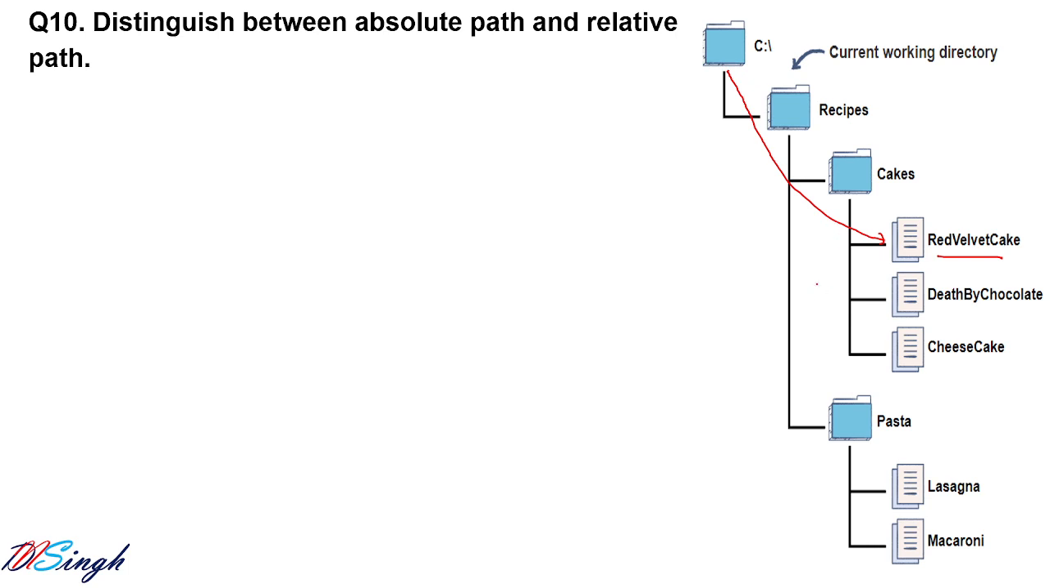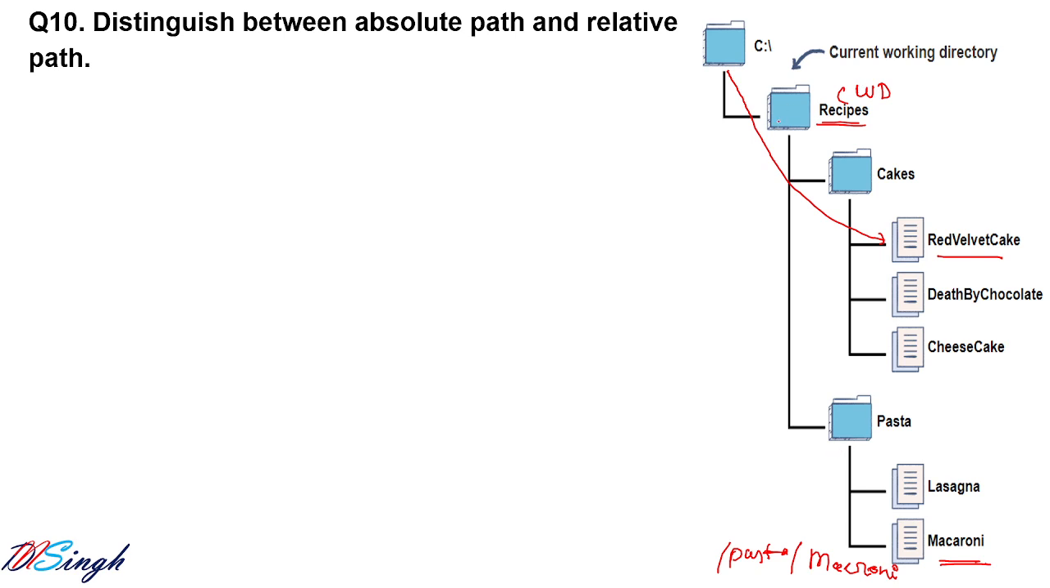But what is a relative path? If you are in the current working directory, CWD, recipe, and you want to go to the macaroni file, what you can do is just say pasta/macaroni. That's it. From the place where you are, which is my current working directory, I tell the path from there onwards, not from the root directory.